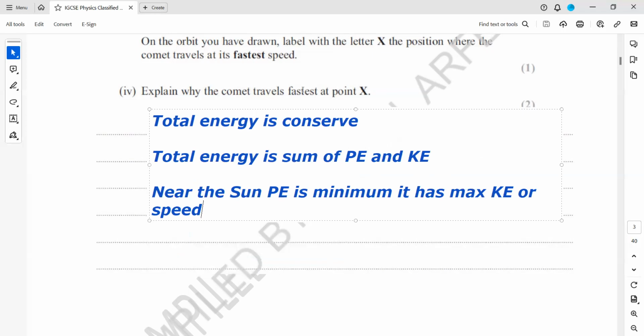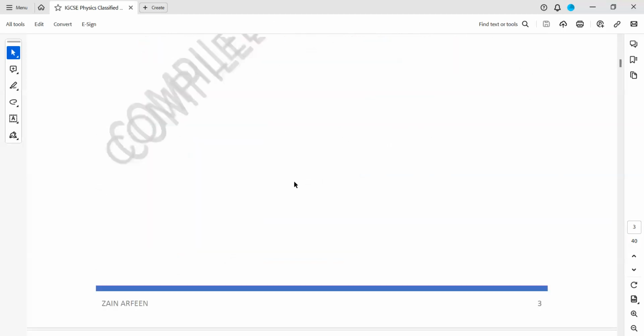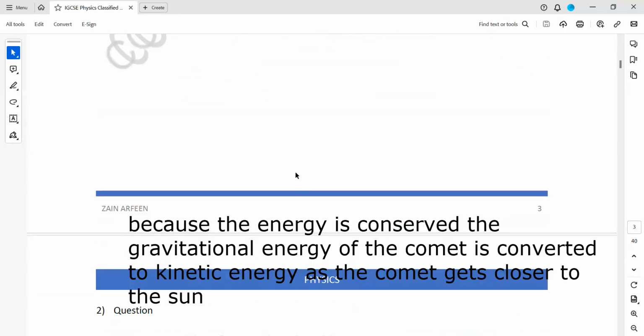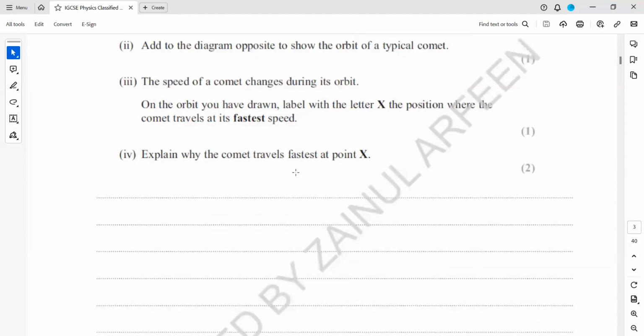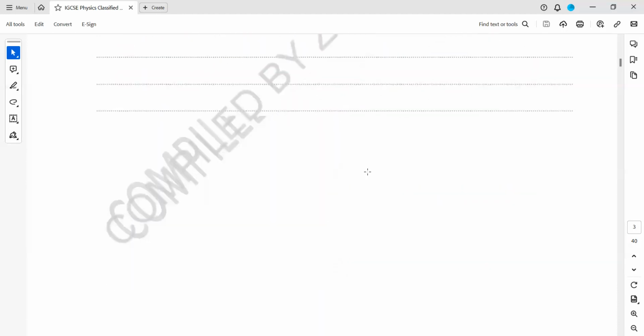So it is important that you use this term. This will score 1 mark. The total energy is conserved, which is a sum of kinetic and potential. It's important that whenever you relate the speed of a comet, you always refer to this point. And the second point, near the sun, the potential energy is minimum, so kinetic energy should be maximum. Yeah, that's right. That was correct.